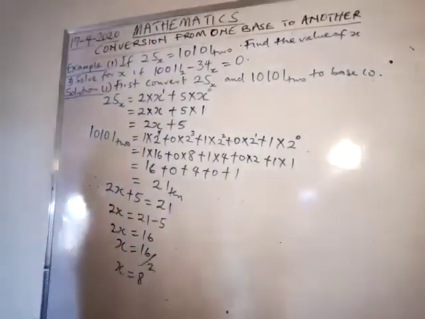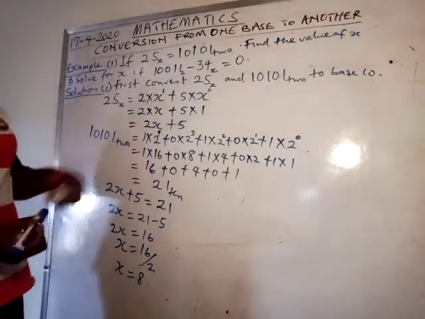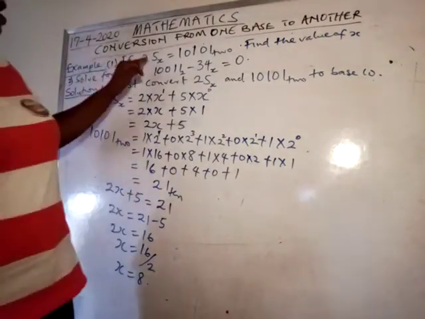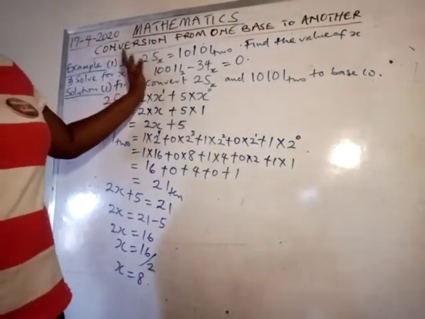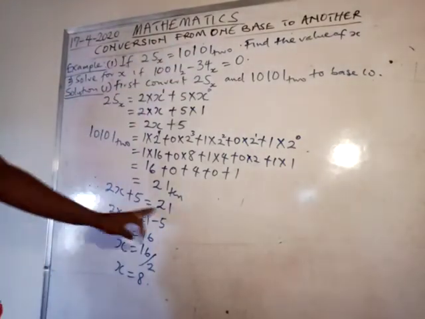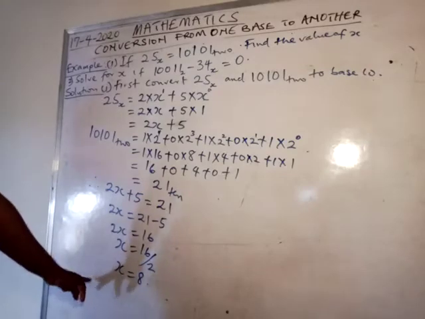Any question, please ask. So what we have done is not hard. I change this one to base 10, change this to base 10, equate the left hand side with the right hand side. I have it as this. Then I solve for x.